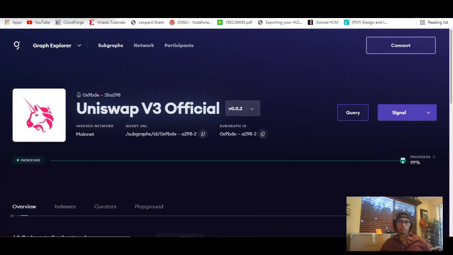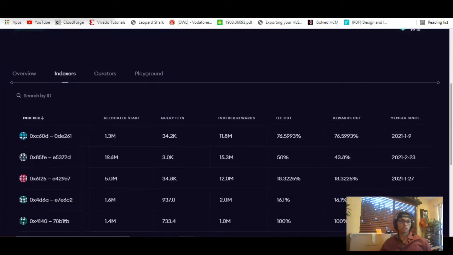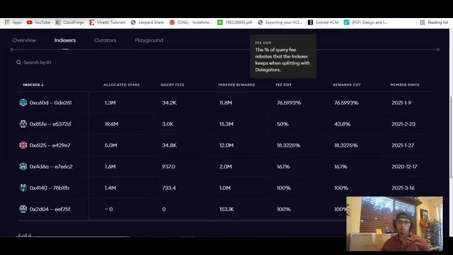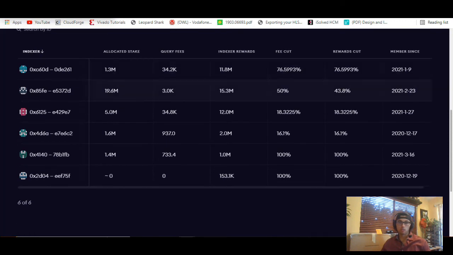Let's go back here. I wanted to look at the indexers. If we go into the indexers, you can actually see how much stake each indexer has allocated for the subgraph. And it's ridiculous. Really? I can't be an indexer. There's no way. I would never get any query requests. This is what the indexer keeps. So the indexer keeps 76% when splitting with delegators. Anyways, they tell you all their parameters.